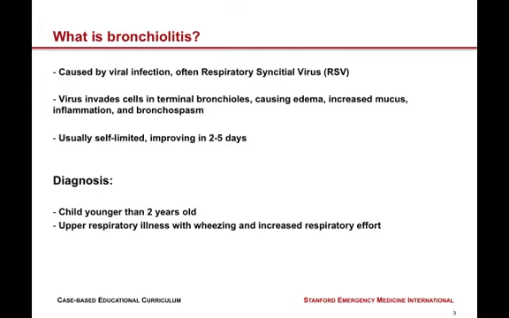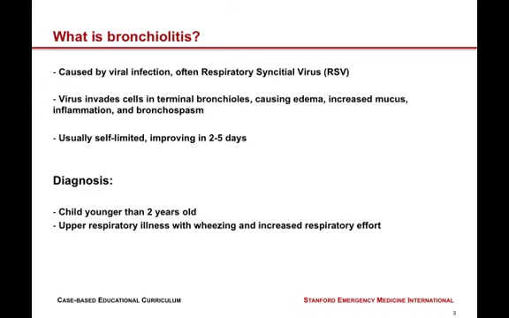Bronchiolitis is caused by a viral infection. Many viruses cause it, but RSV, or respiratory syncytial virus, is a common cause. The virus invades cells in the terminal bronchioles. This invasion causes edema, mucus, inflammation, and consequent bronchospasm. The disease goes away on its own, usually improving in 2 to 5 days.